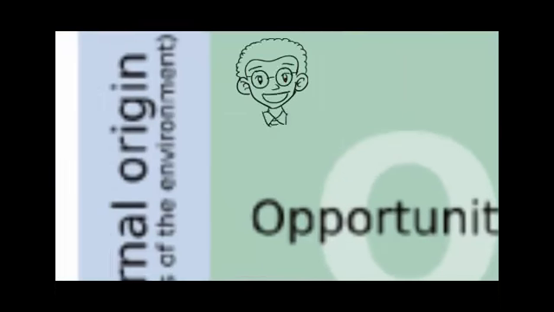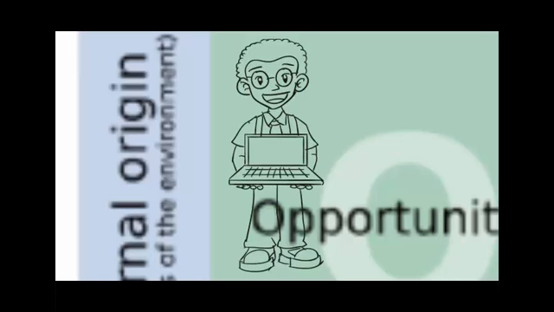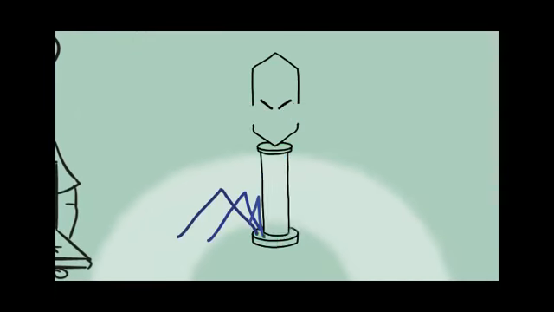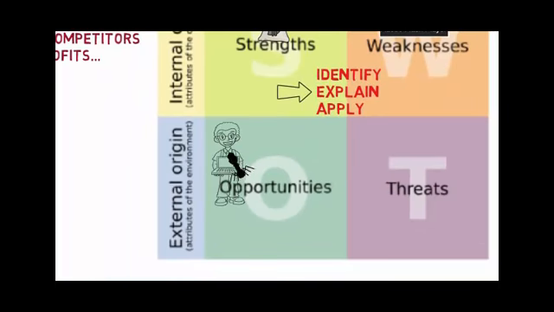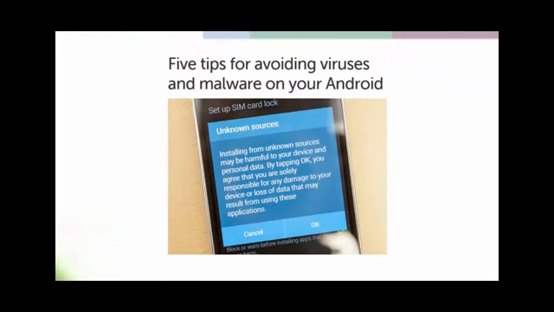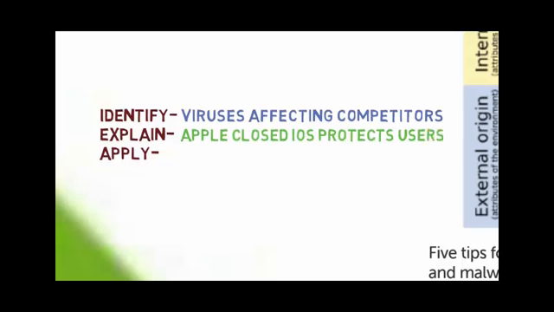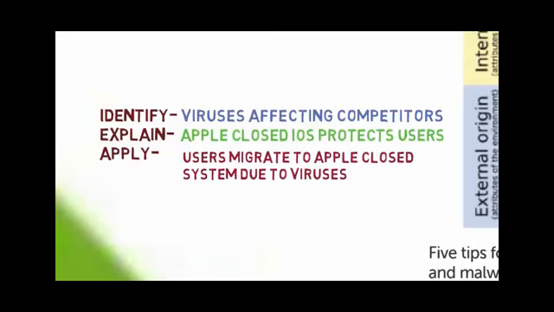For opportunities, this is external to the company. Competitors are always under computer virus threat. Apple has a closed operating system, therefore stronger protection against viruses. Users may therefore migrate to Apple because of this advantage, increasing revenue. The opportunity is the virus attack, which is identify. Apple can use a strength, its operating system, to capitalize on this opportunity. That's the explain. Selling more devices and increasing revenue, that is the apply.